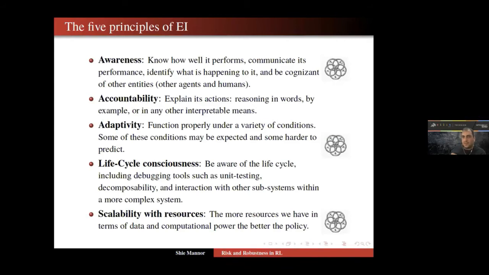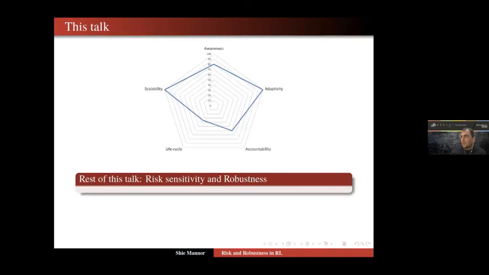So those are the five principles, and this is how I evaluate research in RL, according to the contribution to those five principles. What I'm going to do in the rest of this talk is talk about risk sensitivity and robustness. So I'm going to talk about a particular aspect of the broader scheme of things that's going to focus on adaptivity, to some extent accountability, and scalability. We're not going to talk about life cycle consciousness, even though it's very important, and I really focus on adaptivity and scalability. So we want to adapt to situations that we're not trained with.